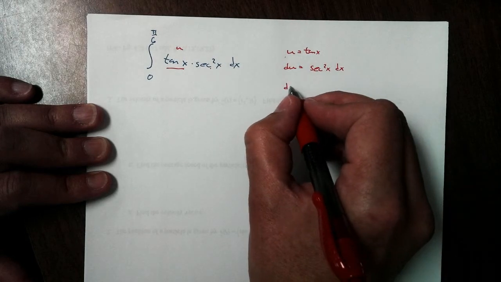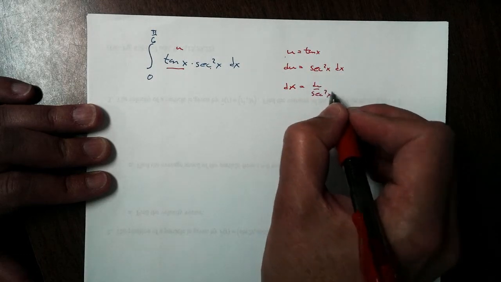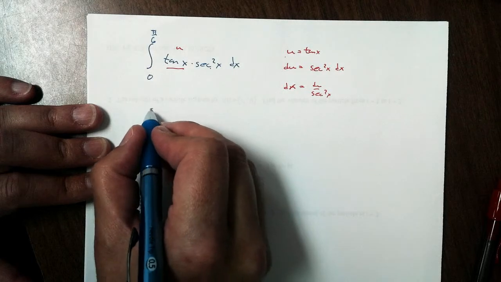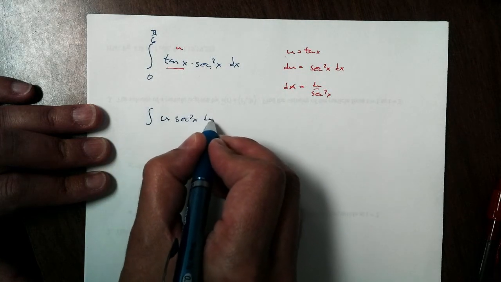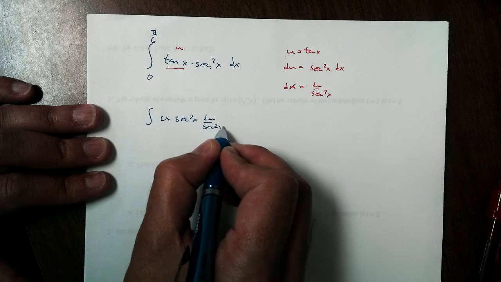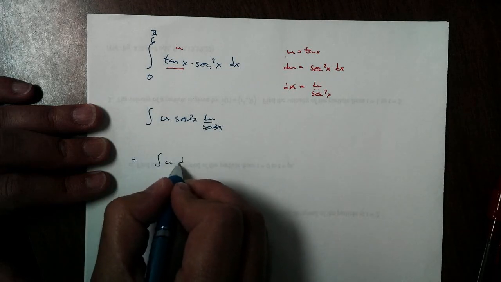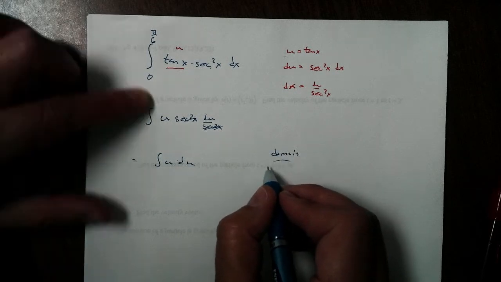And then dx is just du over secant squared of x. So those are obviously going to cancel. When I rewrite it, this just becomes u, secant squared x, du over secant squared of x. Oh, I already knew they would cancel. So now I'm left with everything in terms of u, except my domain. So I have to fix the domain, and that's not too hard to do.